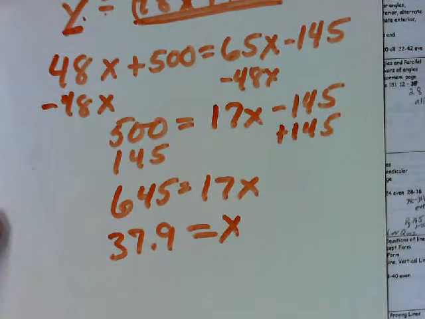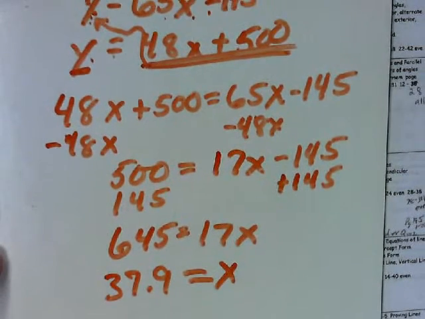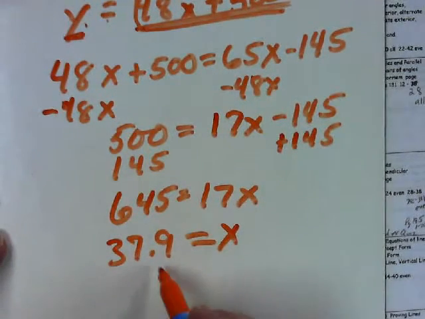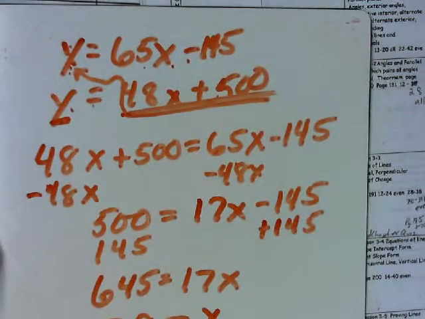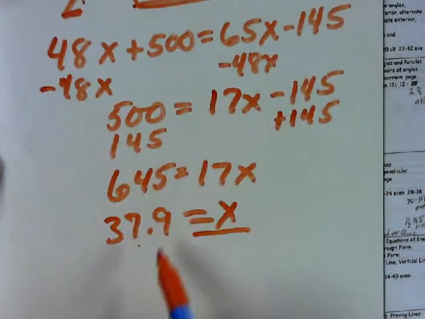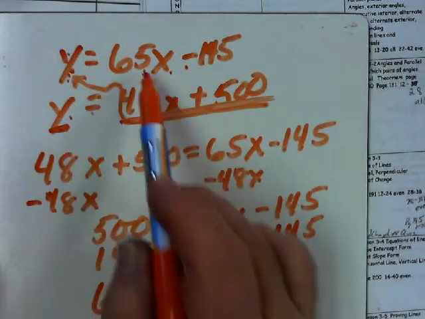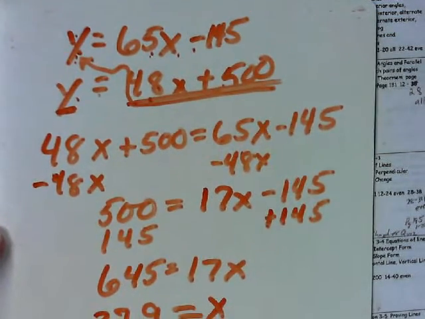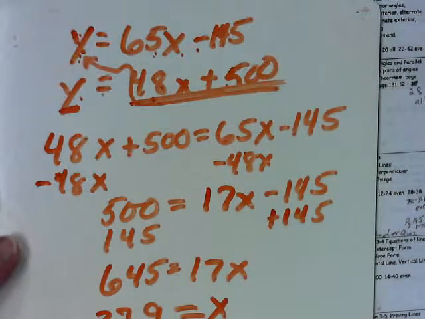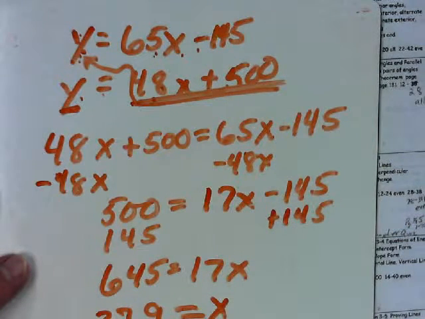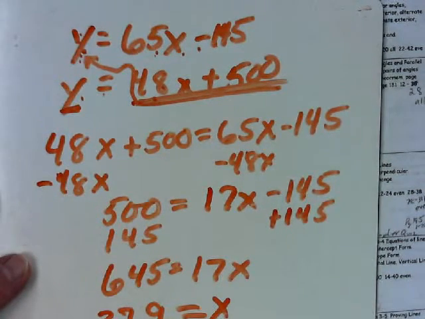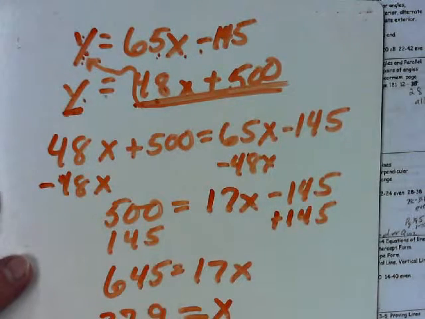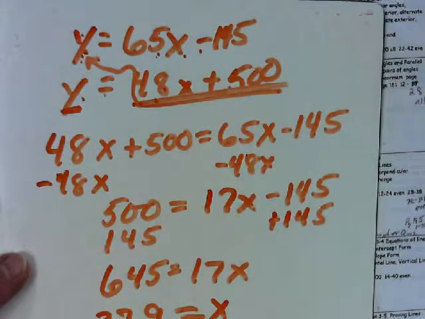Yes. Okay. After I found that x, I found x now, right? I still have to find a value for y. How can I find a value for y? Okay. So I should be able to take this value of x that I found right here and substitute it into either one of these equations, right? Does it matter which one? Nope. Does not matter. Which one do you want? 45. Okay, so if I did that substitution, I'd have y equals 65 times 37.9 minus 145.